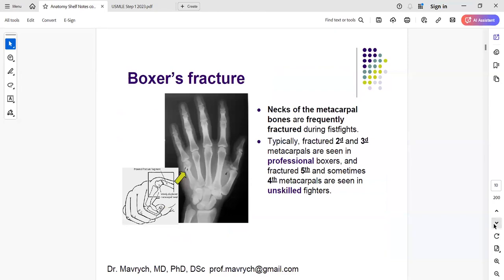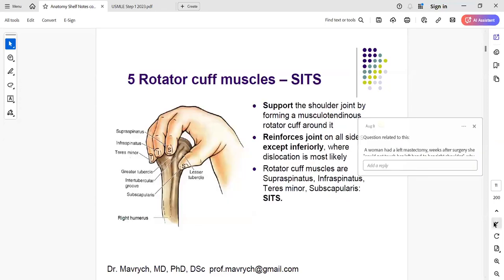Okay, boxer's fracture. The name indicates by itself, it happens in boxers, obviously, while fighting. Okay, let's see. We have, oh yes, femoral head. Good job. Proud of you. All right. So boxer's fracture, obviously it happens in boxers, right? Not that important, but just remember that the metacarpals are fractured, second, third metacarpals, and sometimes fourth and fifth. All right, pretty basic. They don't usually ask about it.